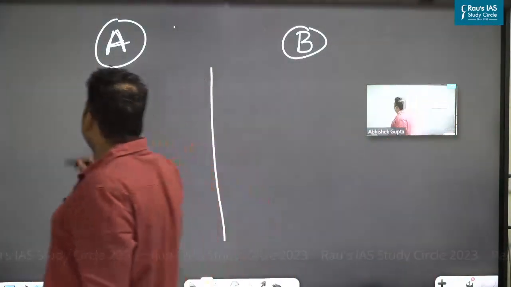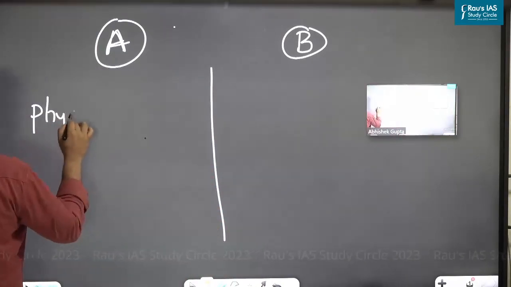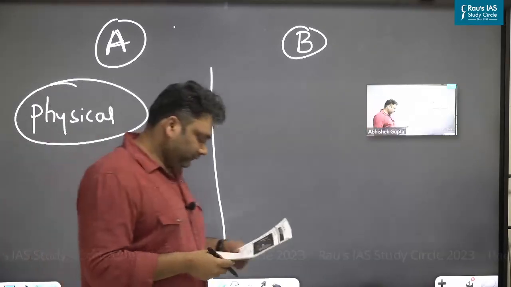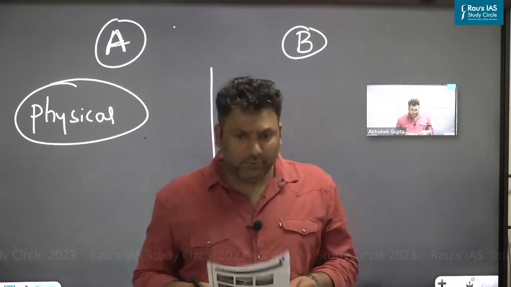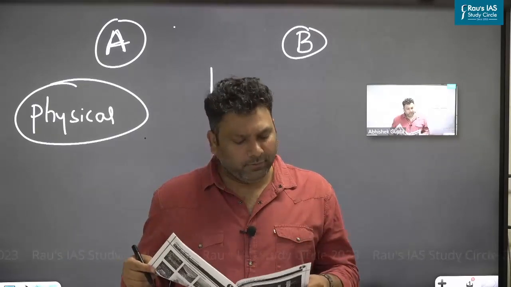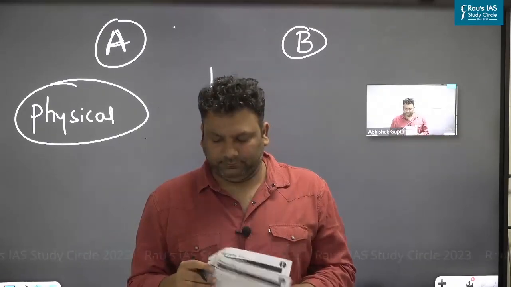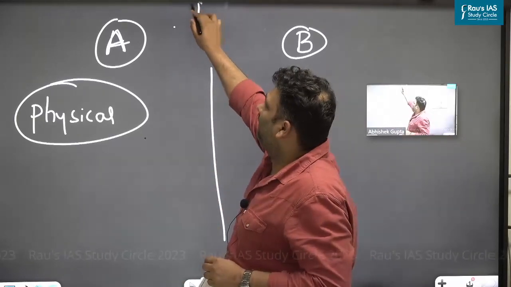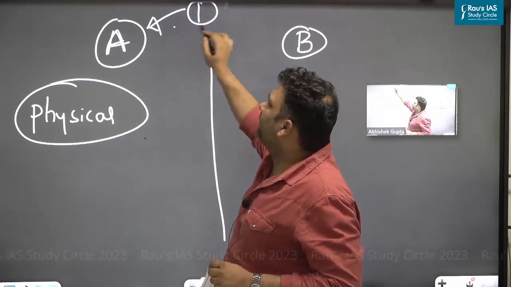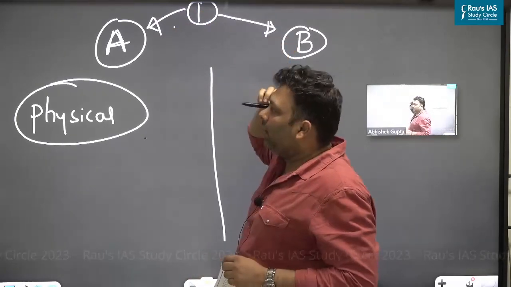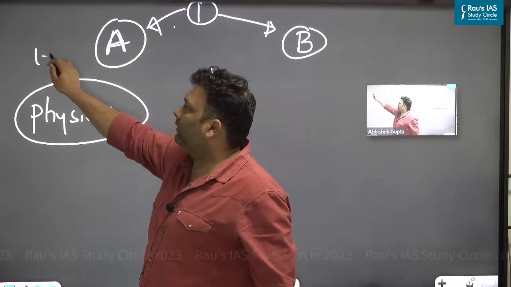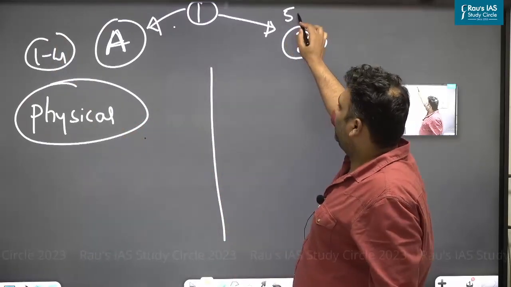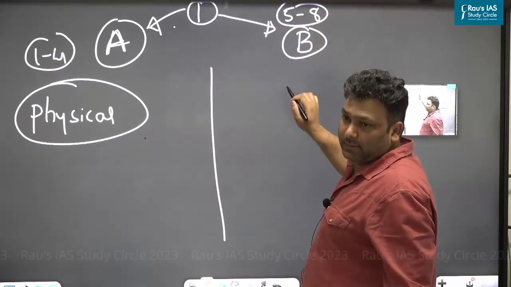See, part A is all physical geography. So as I've already told you in orientation also, here you have geomorphology, climatology, oceanography, biogeography, and environmental geography. So in paper 1, you'll be asked questions from both the parts. Question 1 to question 4 will be from part A, and question 5 to question 8 from the part B.